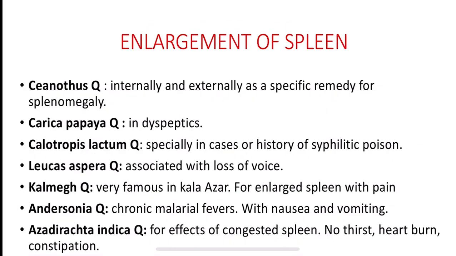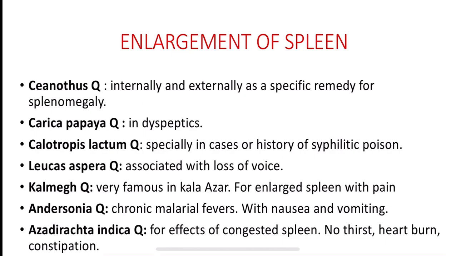Moving on to the next condition, we have enlargement of spleen. So for splenomegaly, we have Ceanothus mother tincture, which is used internally and externally as a specific remedy for splenomegaly. We have Carica papaya mother tincture in dyspeptics and Calotropis, especially used in cases with a history of syphilitic poison. So there is splenomegaly resulting from the syphilitic poison.